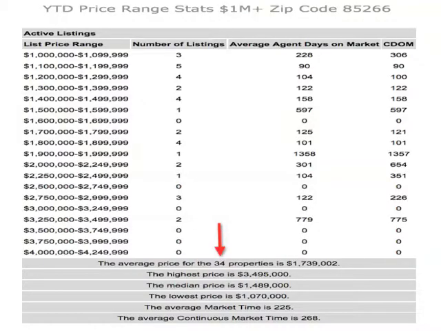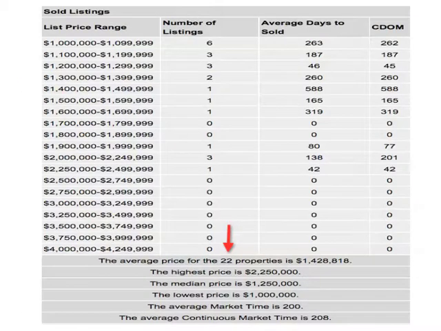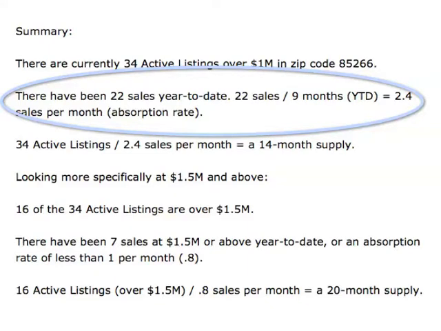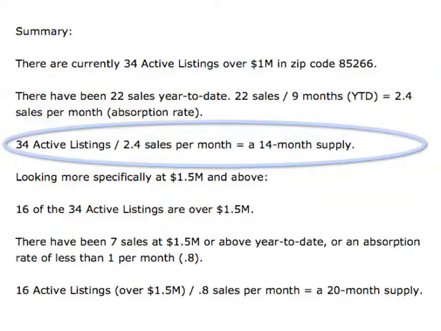We report the 34 active listings over 1 million in zip code 85266. We go on to say there have been 22 sales year to date. 22 sales divided by 9 months year to date equals 2.4 sales per month. That's the absorption rate, or pace of closed activity. To get to the number of months supply, we take the 34 active listings divided by 2.4 sales a month, or the absorption rate, to equal a 14-month supply.